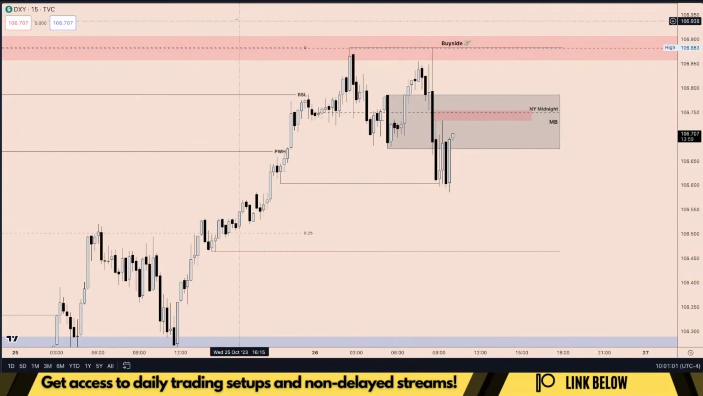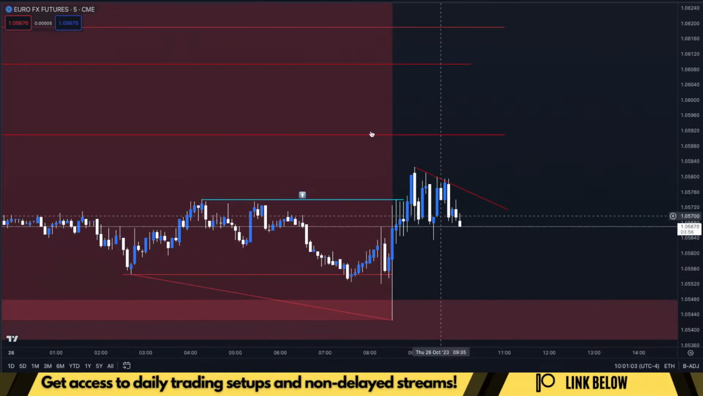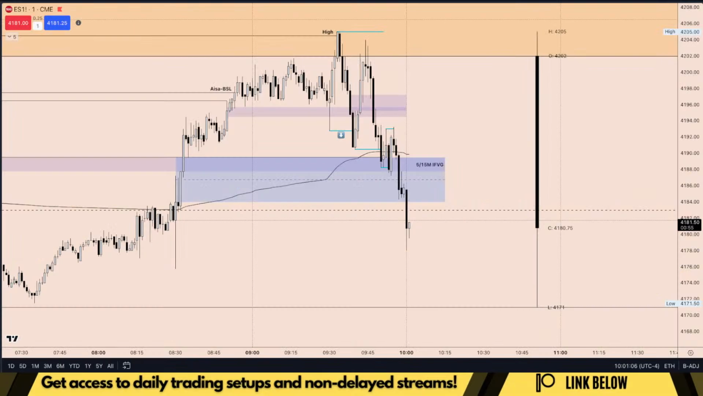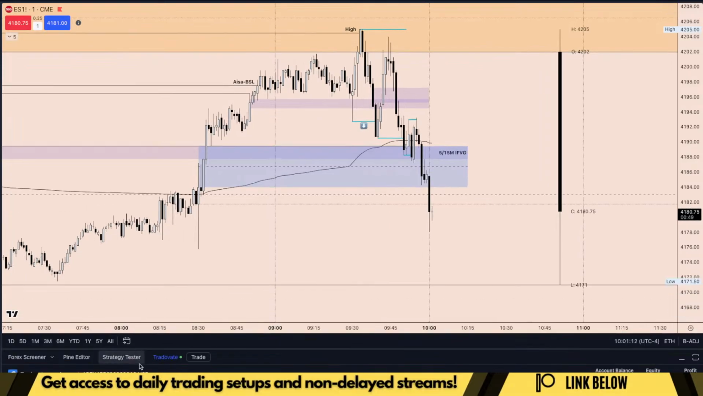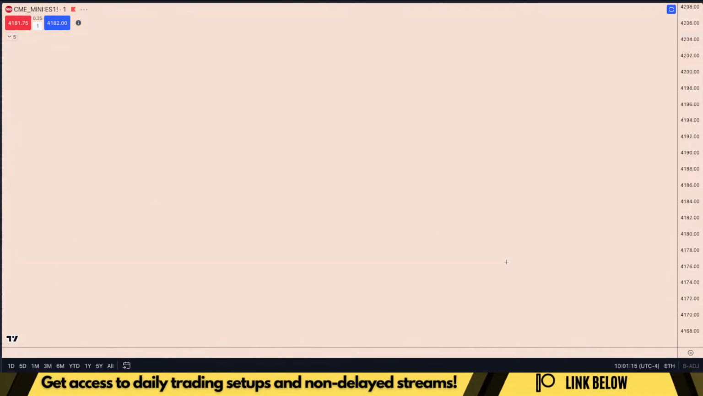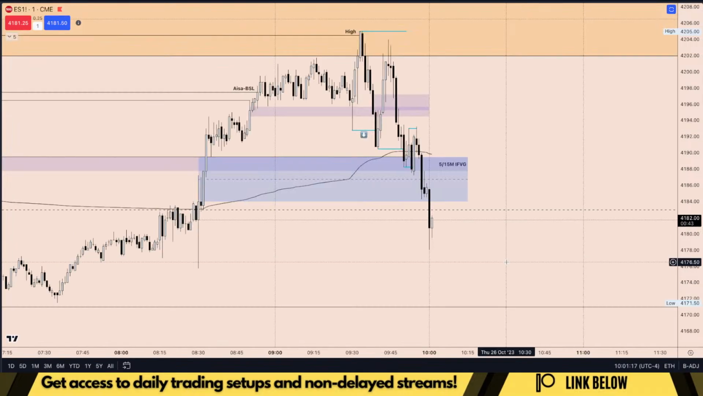The DXY is pushing back up, therefore EU should be going lower. We close below the 830 and the New York midnight level. That account is good for today. Step by step, building it up.